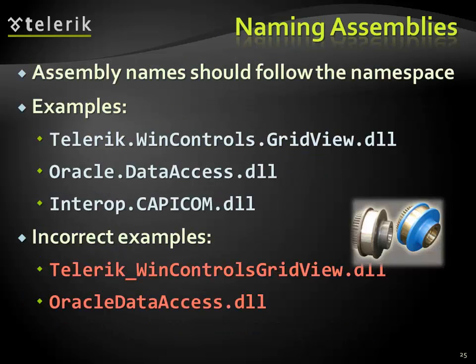Naming assemblies. Well, generally we name assemblies after the namespaces. Like a good example is Telerik.WinControls.GridView.dll or Oracle.DataAccess.dll or Interop.CAPICOM.dll. And bad examples are the same as we had before with underscores, or Oracle DataAccess.dll. And these examples are completely compilable, but they're just not a very good way of understanding what namespaces are contained in this DLL, and imply bad practice and bad design sometimes.